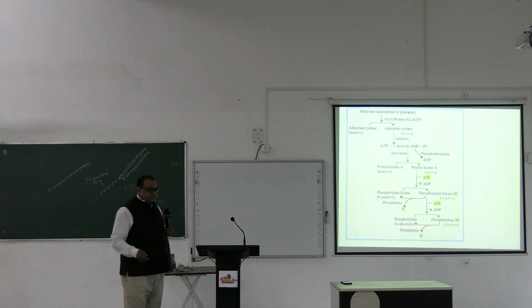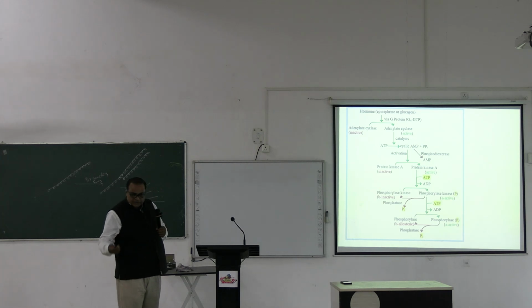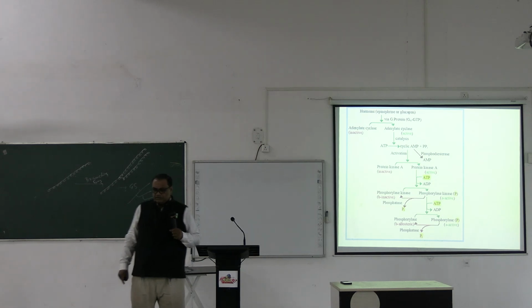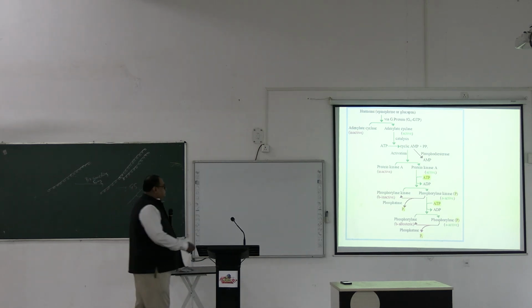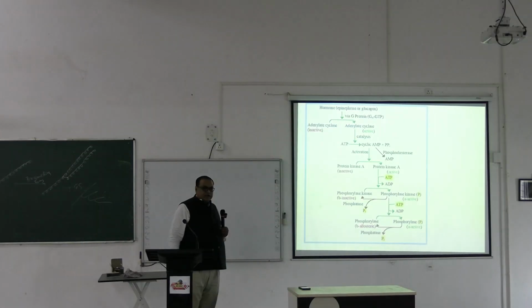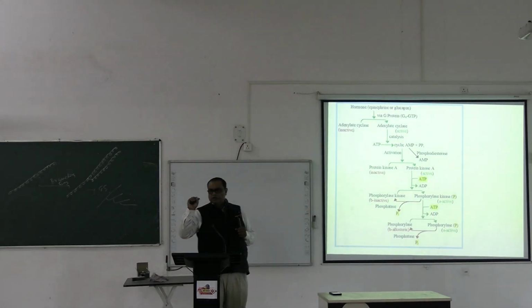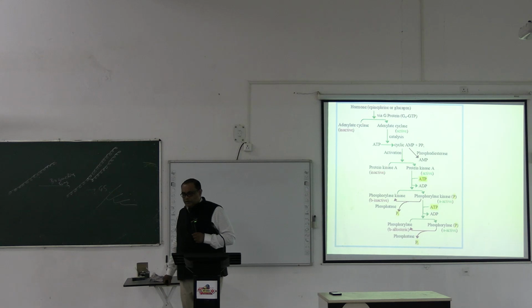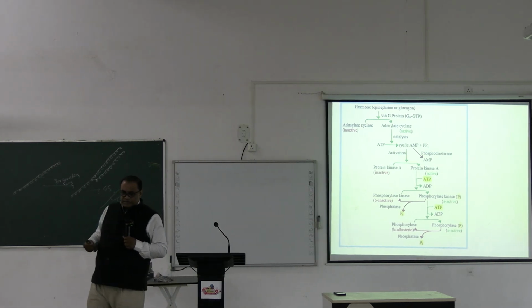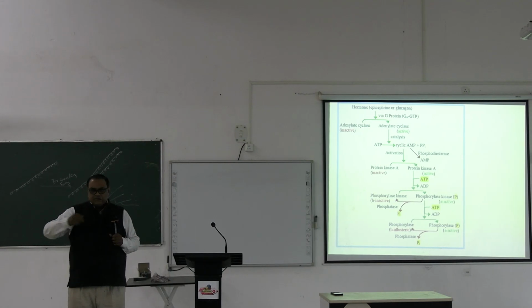Guanylate cyclase converts GTP to cyclic GMP. Where do we find it? In the retina, right? We'll see that later. ATP to cyclic AMP. Cyclic AMP is the key molecule inside the cell whose language the other molecules inside the cell will understand.